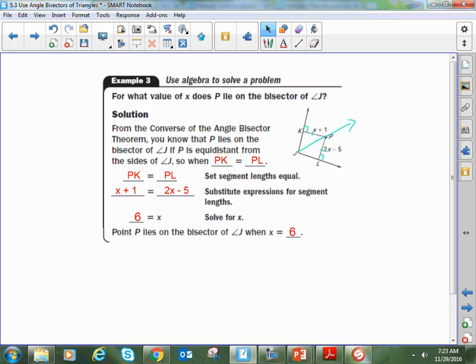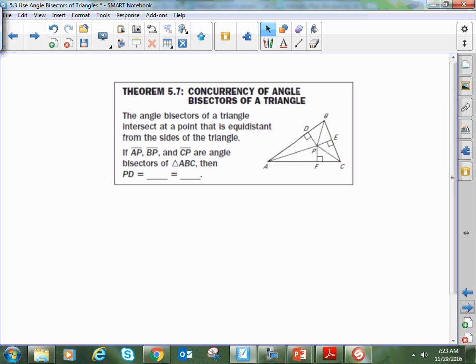So here is what we're talking about for the point of concurrency, the incenter. Remember, the incenter is the center of an inscribed circle. Now, let me see if I can get my compass to work here and see if we can draw this in here.